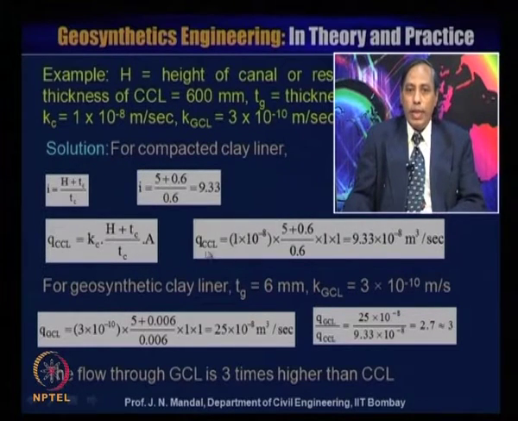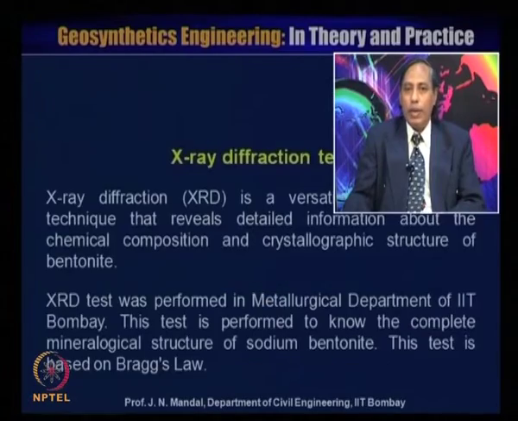Now, if we take the ratio of Q_GCL by Q_CCL, Q_GCL is 2.5 into 10 to the power minus 8 divided by Q_CCL, which is 9.33 into 10 to the power minus 8. So this is 0.27, approximately one third. So flow through the geosynthetic clay liner is about 3 times lower than through the compacted clay liner.